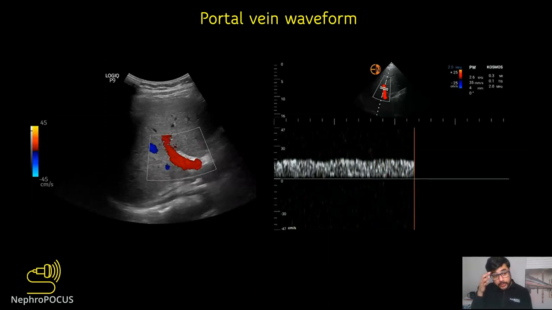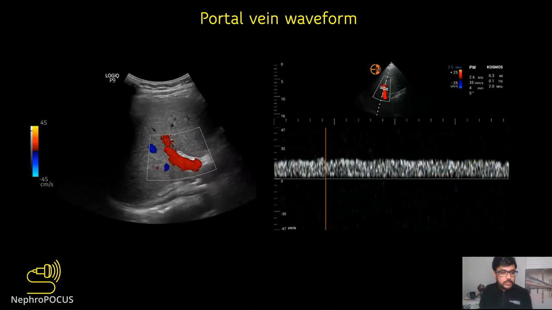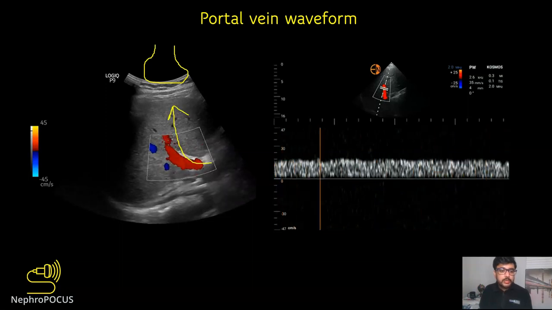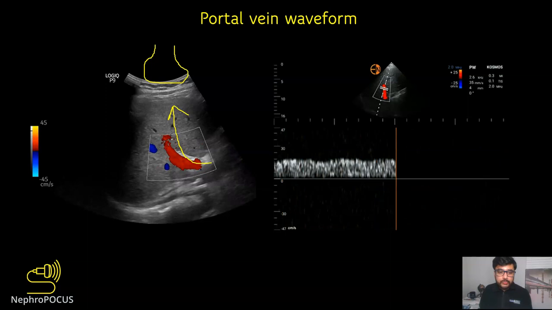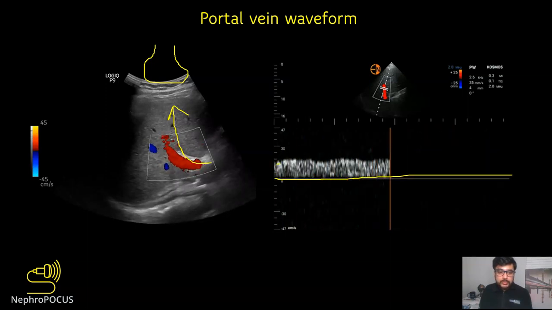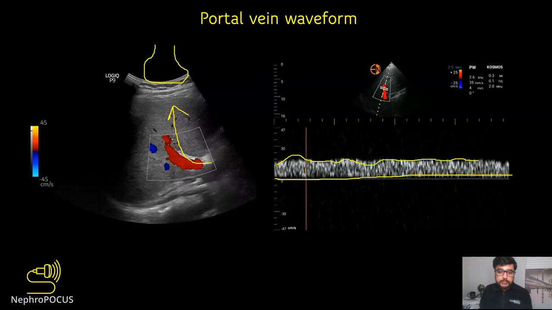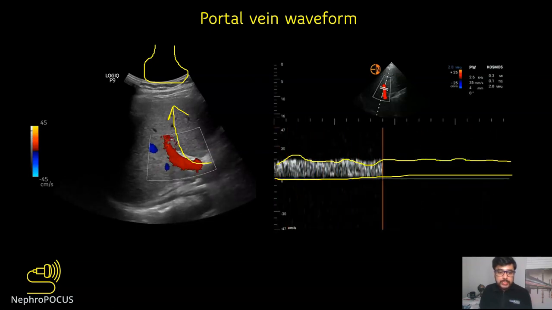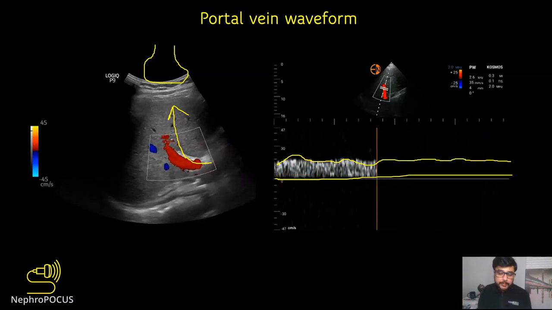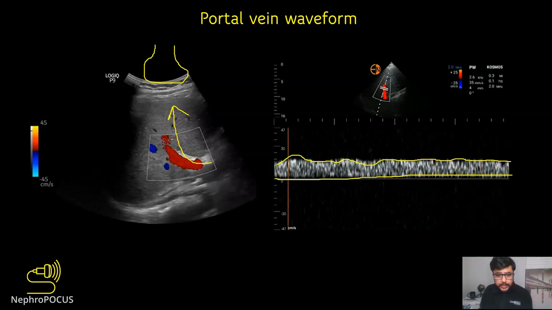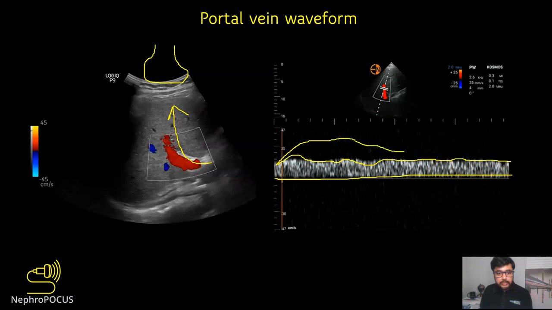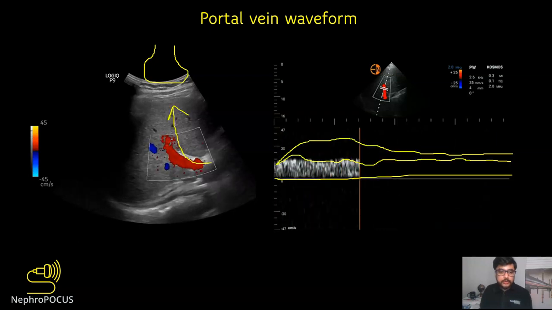And as I said, the portal vein is red on color Doppler because the flow is towards the transducer. The transducer is here and the blood flow is towards the transducer. That means on pulsed wave Doppler, the waveform must be above the baseline. There are no distinct S and D waves, so it's relatively continuous. Sometimes you'll see some dips between each cardiac cycle, which correspond to the A wave of the hepatic vein. It also exhibits respiratory variation: during inspiration it increases in amplitude, and during expiration it decreases in amplitude.